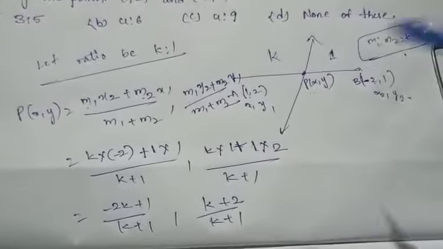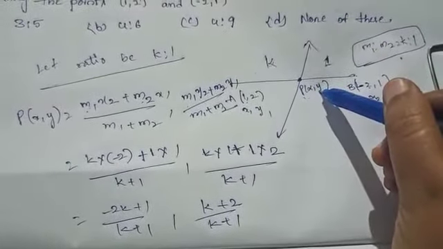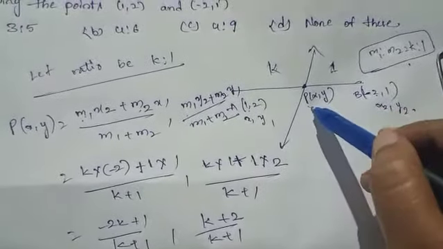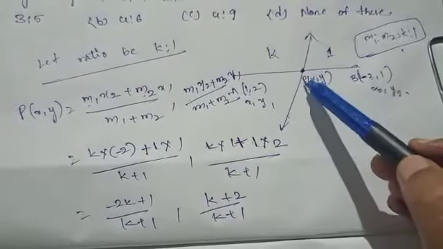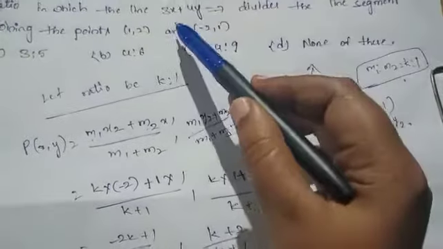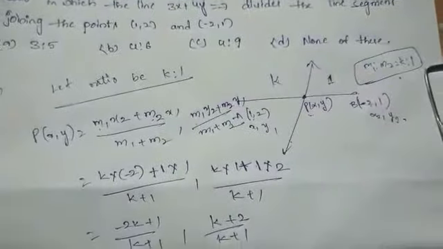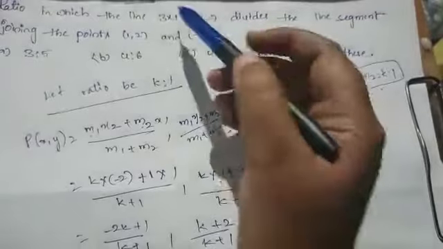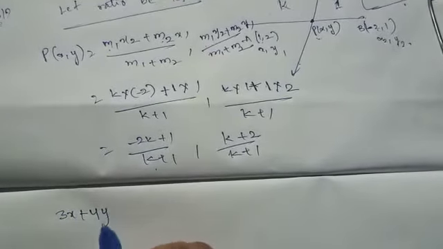See here, this point P must lie on the line. Here this point lies on the line. So P(x, y) is the solution of the equation 3x + 4y = 7. So here we substitute the x and y values in the equation 3x + 4y = 7.